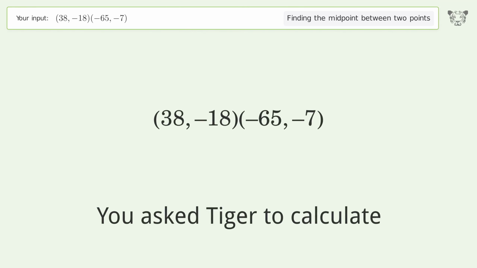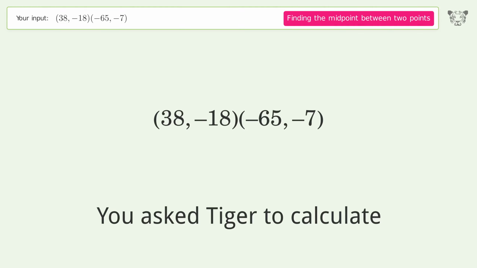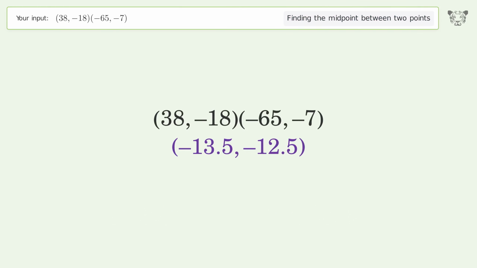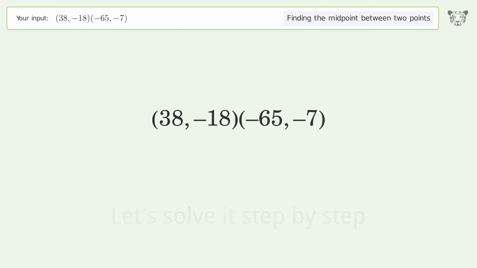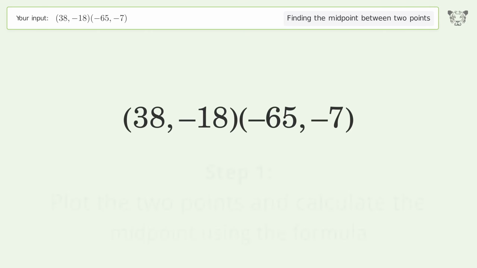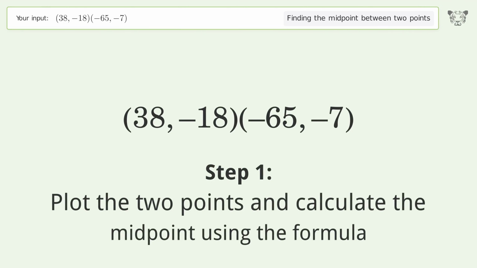You ask Tiger to calculate. This deals with finding the midpoint between 2 points. The midpoint between the 2 points is -13.5, -12.5. Let's solve it step by step. Plot the 2 points and calculate the midpoint using the formula.